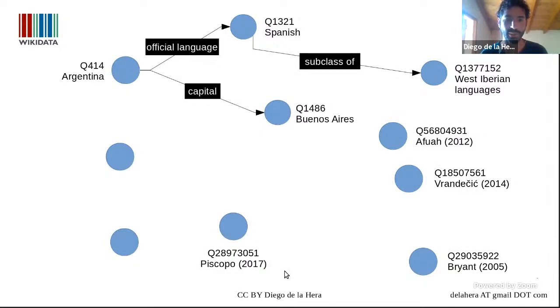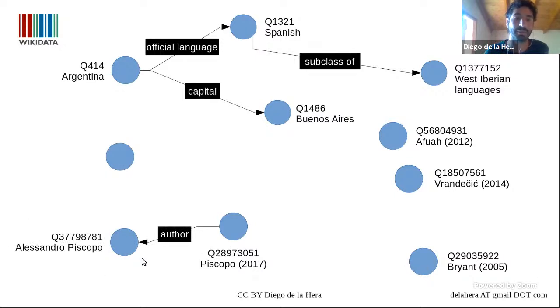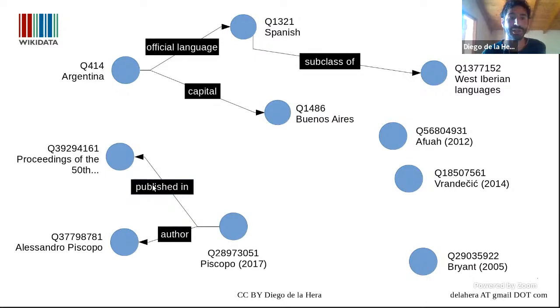This one down here, for example, is an article by this author published in 2017. And this node also has properties. So for example, it has the author property that points to this node about the author, or it has this published in property, which points to this journal.